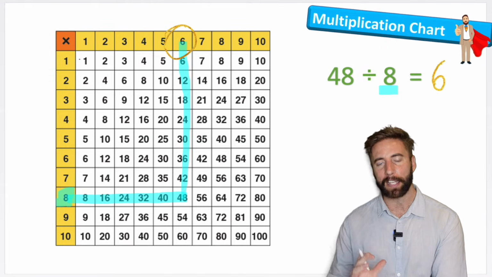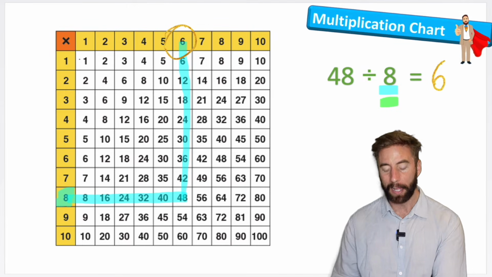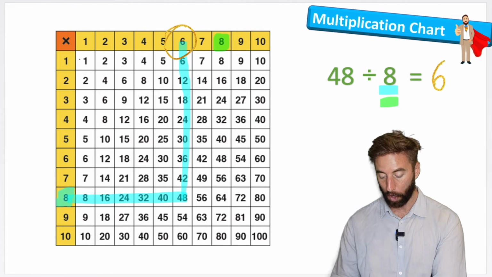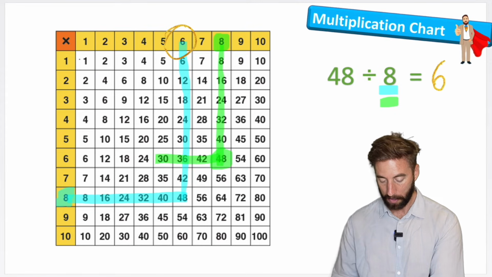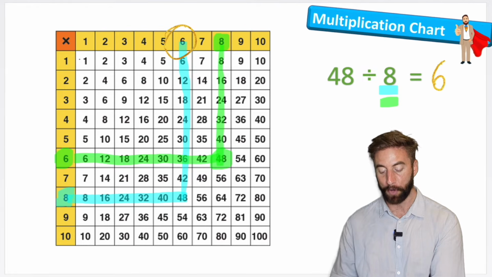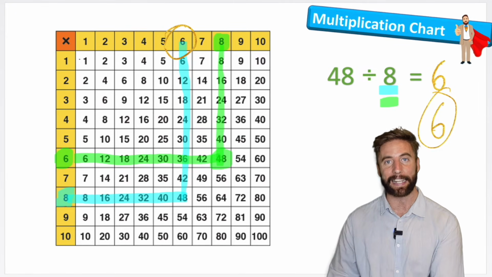But let's have a look and see what happens if I start on the top. So I'm going to start by finding my 8 on my top row now. Here it is. And now I'm going to go down until I find 48. There we go. And then all I'm going to do is come across. And guess what? I land on the same number as my previous answer, number 6. Meaning that the answer to 48 divided by 8 is 6.